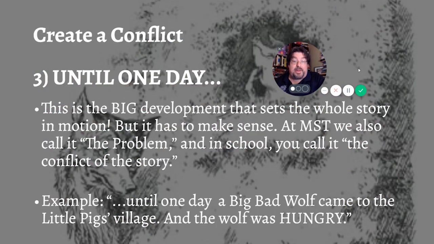Now we're getting to the exciting part, creating the conflict. Until one day, this is the big development that starts the whole story or sets the whole story in motion. But it does have to make sense. We call this the problem at Main Street Theater, and at school you'll call it the conflict of the story. The big bad wolf, obviously, is the big conflict of the 3 little pigs, but conflicts can be all kinds of things. Maybe somebody's lost and you need to find something, or something was stolen, or maybe someone has an internal conflict. They're sad and they don't know why. The conflict is really the thing that really hooks the audience.